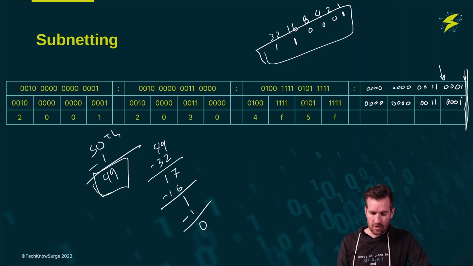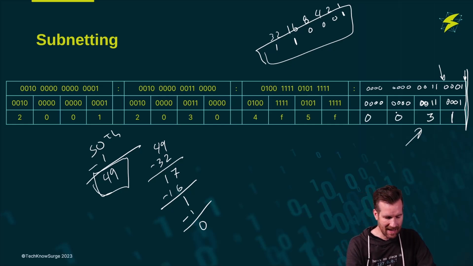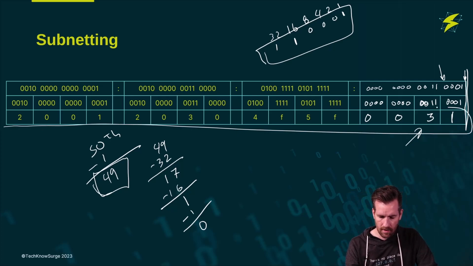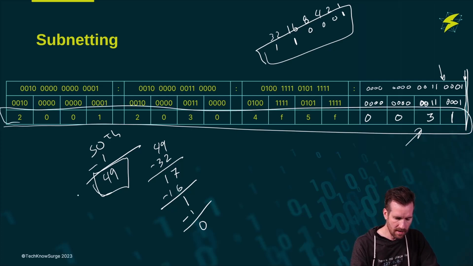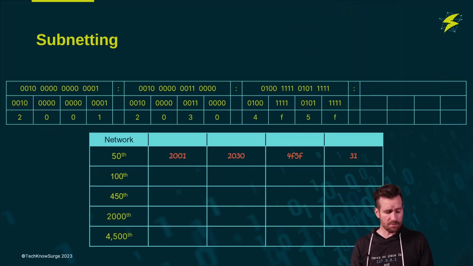Okay, next what we need to do is figure out the hexadecimal equivalent to this. We take each of these numbers separately. This 0011 is going to end up being a 3, and this 0001 is a 1. So now this is the answer right here of what our network address is going to be for our 50th network.